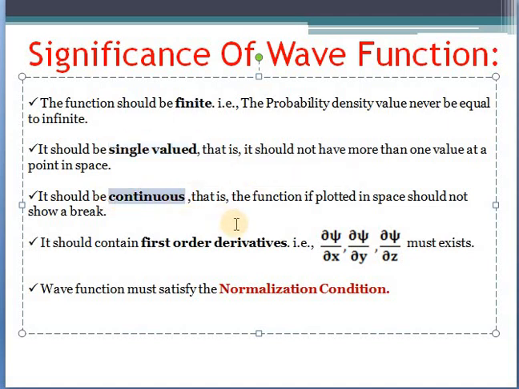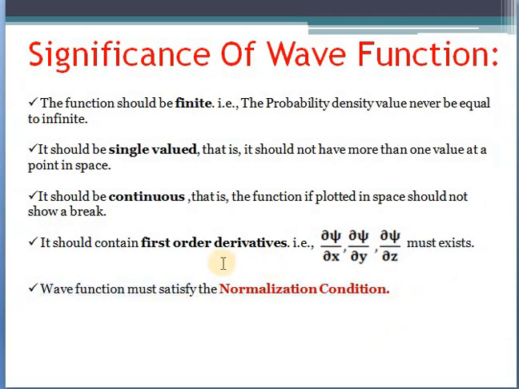Okay, and it should be continuous. That means if you are able to plot the wave function diagrammatically or graphically, that particular wave function should have a continuous curve without any breaks. If it has any breaks, your wave function is wrong. And it should have first order derivatives. That means dou psi by dou x, dou psi by dou y, dou psi by dou z must exist. And a very important thing is that the wave function must satisfy the normalization condition.